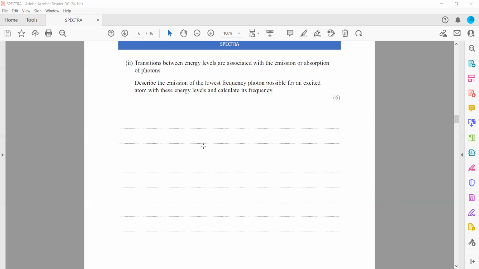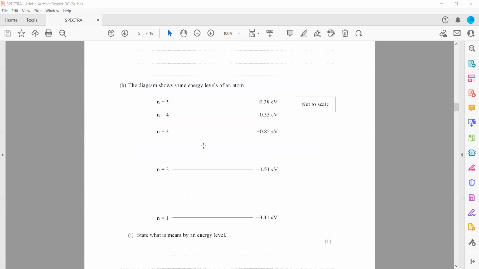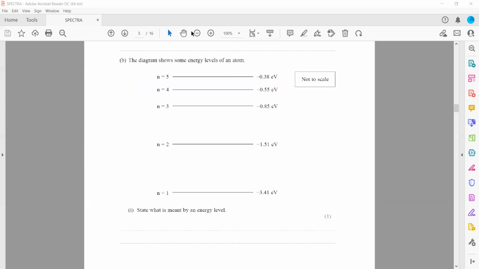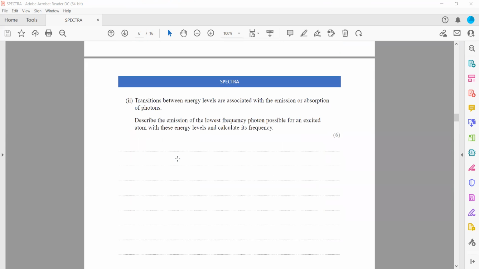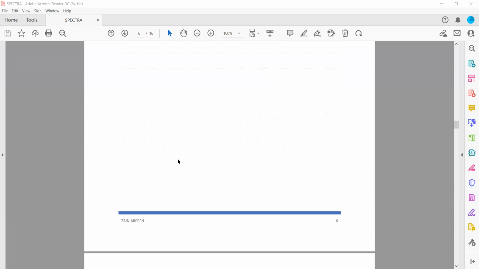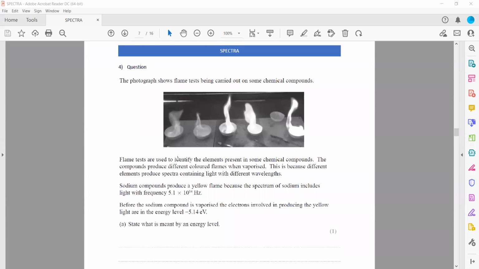And the reason is that they have a smaller difference between the energy of the two levels, which leads to an energy emission of low frequency. If they ask highest, then there should be a greater gap. Lowest means the smaller gap should be there. And then most of the marks are for calculating that frequency.